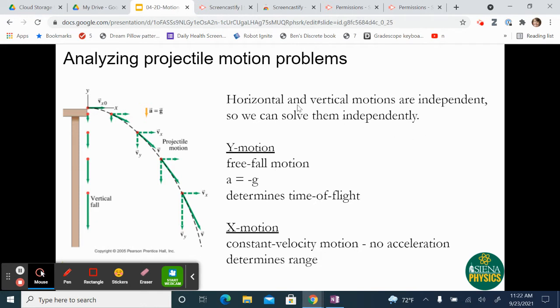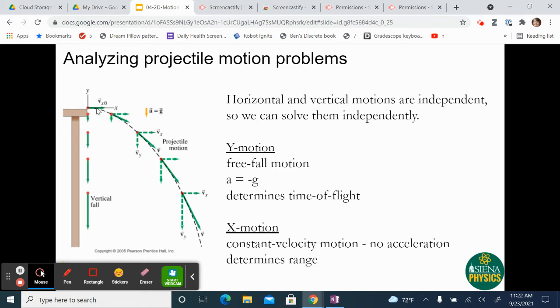And so this is an example here. We can see the horizontal velocity here, Vx sub zero, right? It's just going to the right. And so it's going to the right, but also because of gravity, we can see the acceleration is equal to gravity, that that object is falling. So it's both moving to the right and falling.